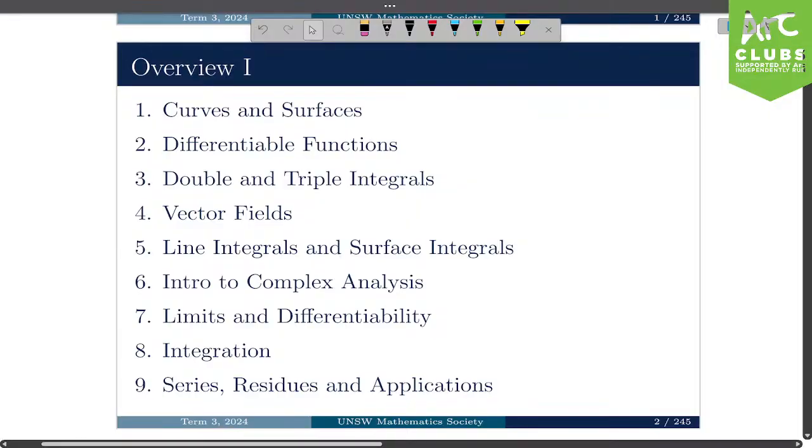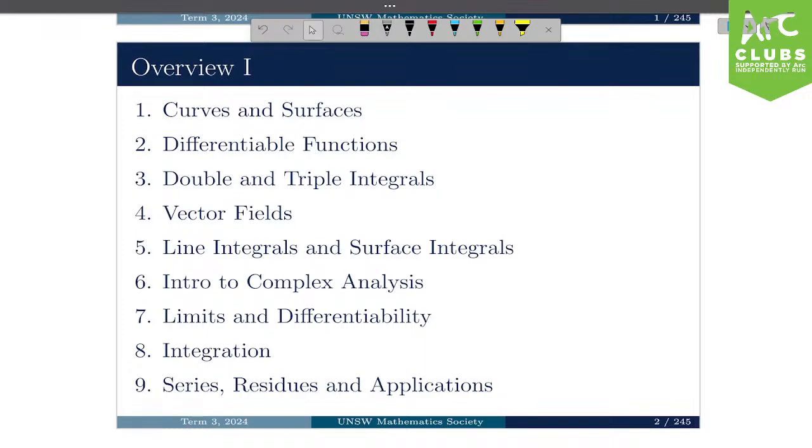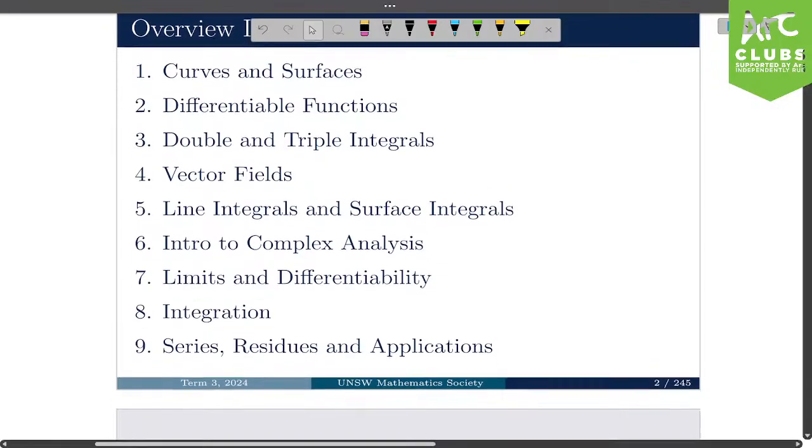So what will we be covering today? Today we'll be mainly focusing on vector calculus, and tomorrow we'll be focused more on complex analysis. I will be presenting the curves and surfaces, differentiable functions, double and triple integral sections, while Oscar will be presenting vector fields, line integrals and surface integrals. So let's get started.